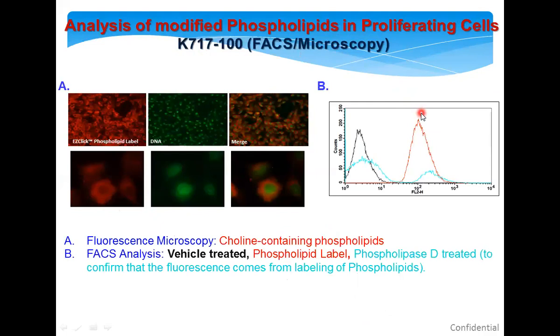And on the right panel is the FACS analysis, where you see the vehicle treated, the phospholipid label, and phospholipase D treated. Phospholipase D confirms that the red fluorescence is coming from the labeling of phospholipids, because this is the negative control. The click reaction happened there, so you see the color. But when you add phospholipase D, the signal is gone, which shows that this signal is indeed coming from phospholipid. So you see the specificity of the click reaction.